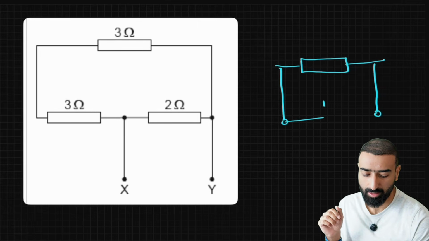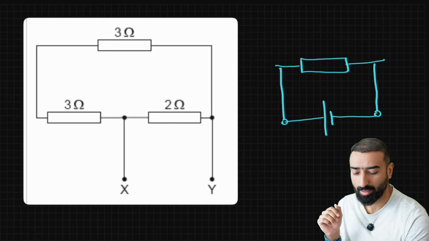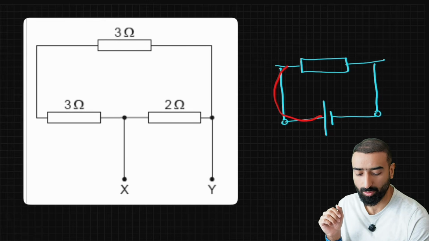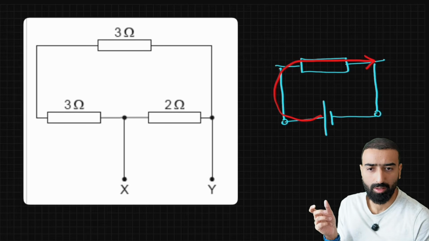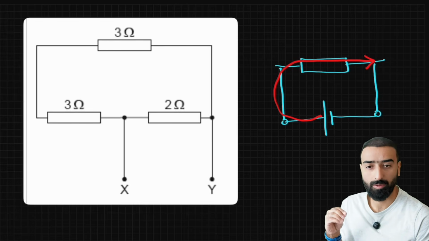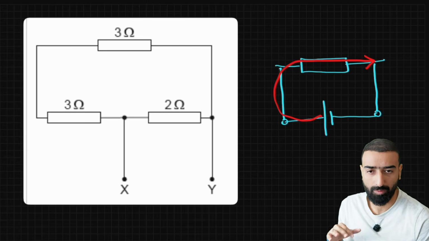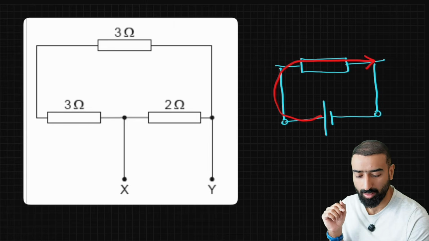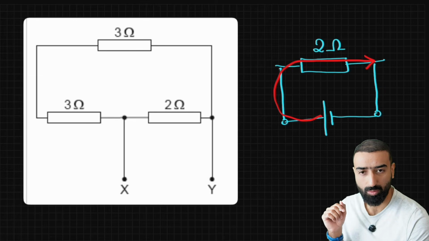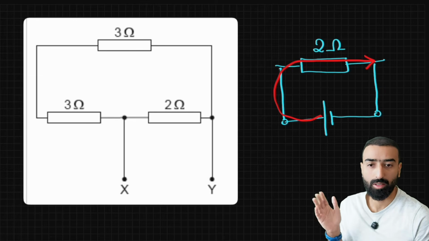So if I connect this with a cell, the cell is going to send current through the circuit, correct? And what does resistance measure? Resistance measures how difficult it is for the current to flow. In this specific case, if this is 2 ohms, the resistance is going to be 2 ohms.